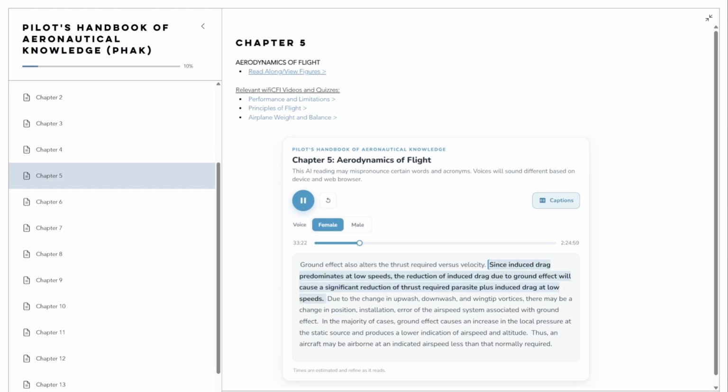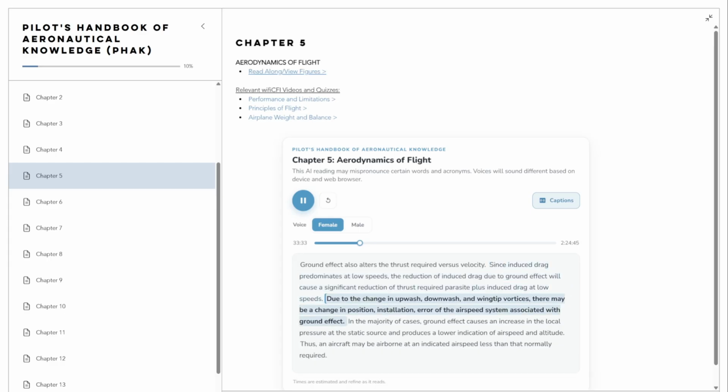Since induced drag predominates at low speeds, the reduction of induced drag due to ground effect will cause a significant reduction of thrust required (parasite plus induced drag) at low speeds. Due to the change in upwash, downwash, and wingtip vortices, there may be a change in position (installation) error of the airspeed system associated with ground effect.